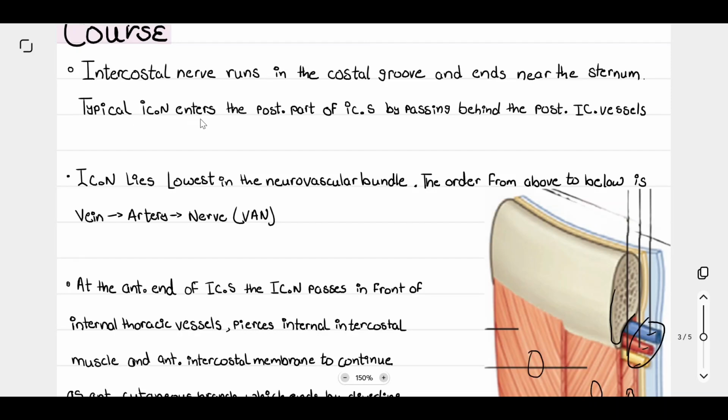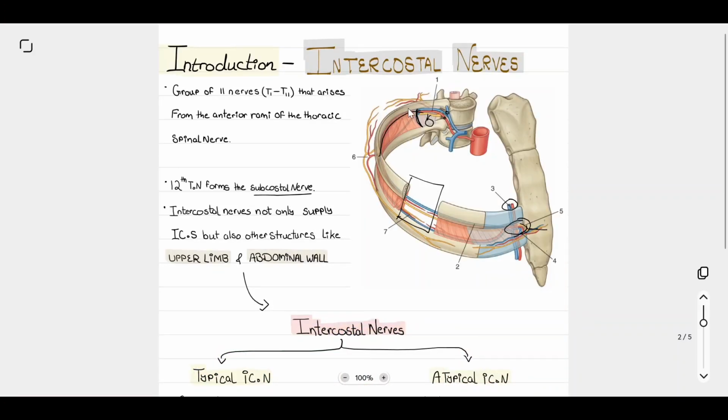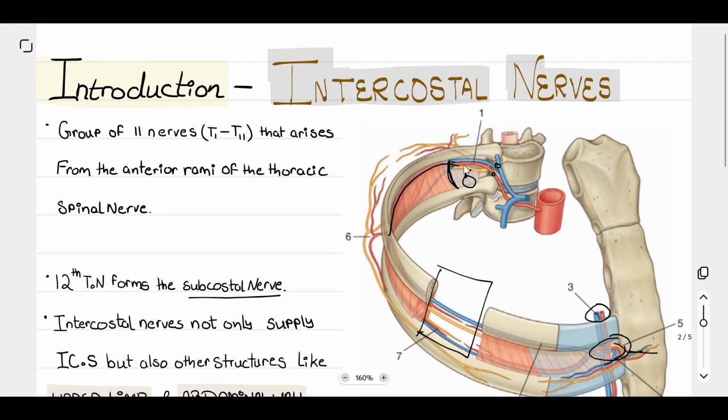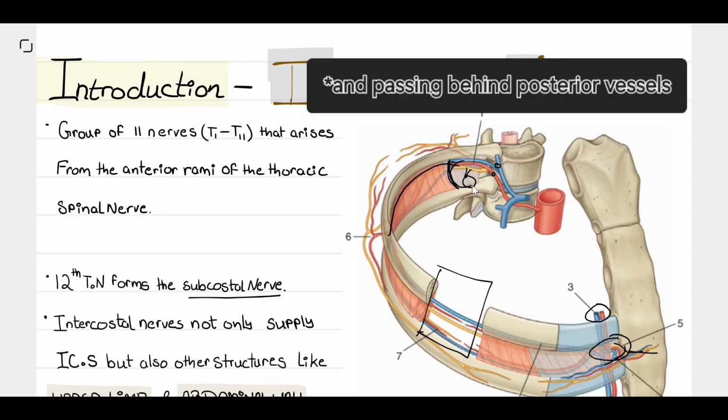A typical intercostal nerve enters the posterior part of the intercostal space by passing behind the posterior intercostal vessels. It enters the posterior space by piercing the intercostal membrane.